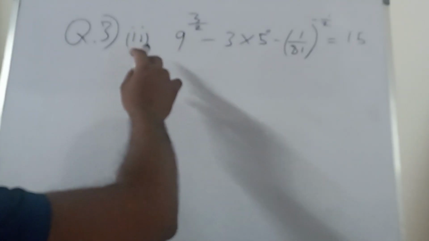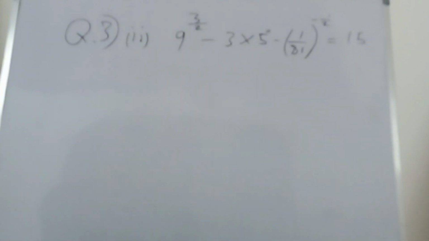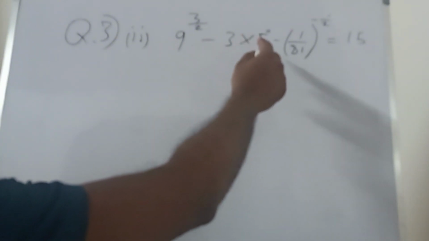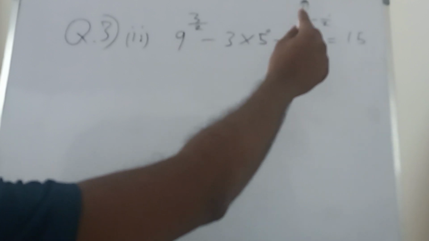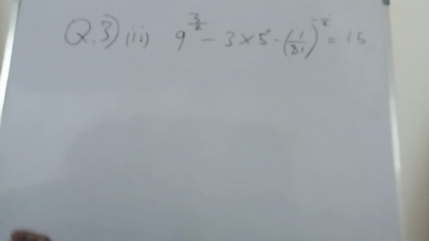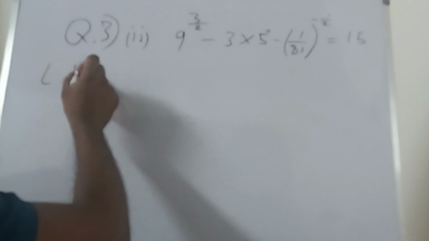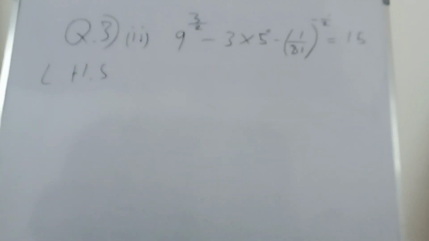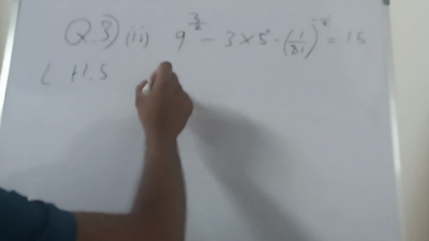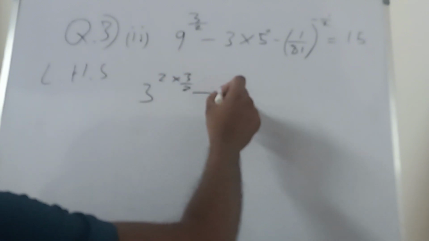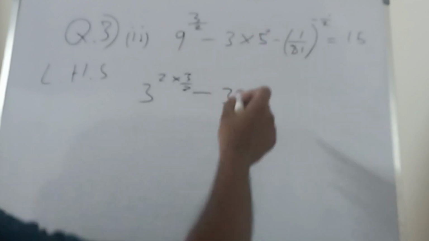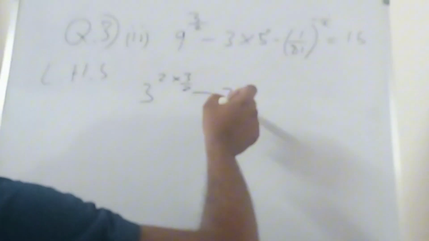So that's the question. That is 9 raised to the power 3 by 2 minus 3 into 5 to the power 0 minus 1 by 81 to the power minus half equals 15. If we try to solve the LHS part, what we get is 9 is nothing but 3 square. So that will be written as this minus 3. 5 raised to the power 0 is 1, so nothing has changed.